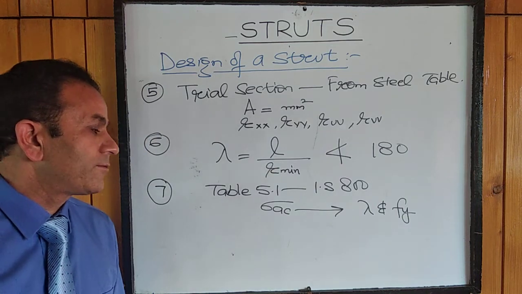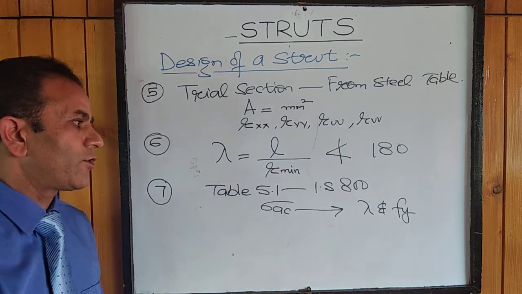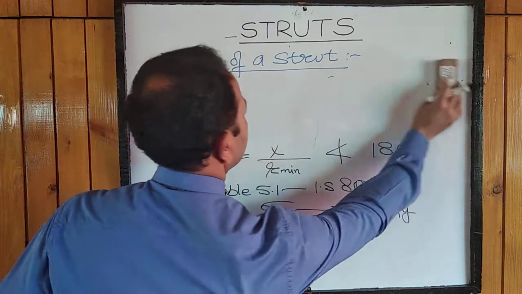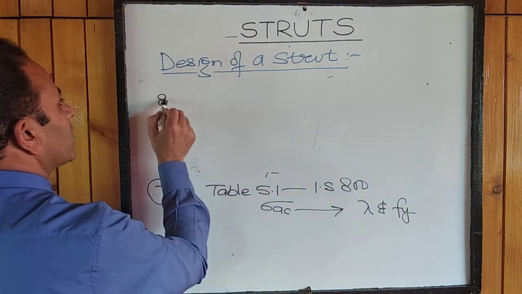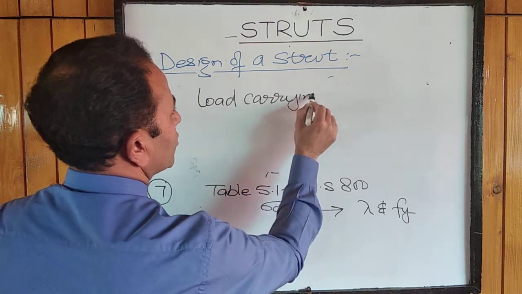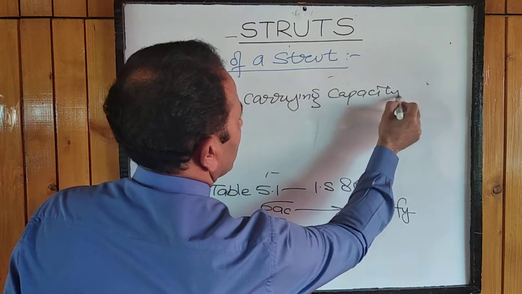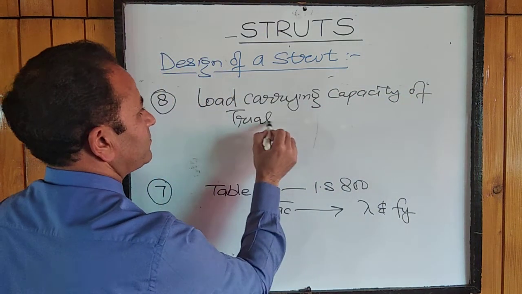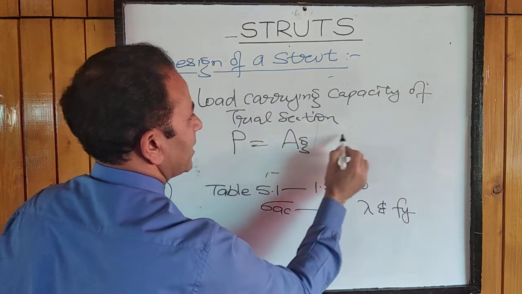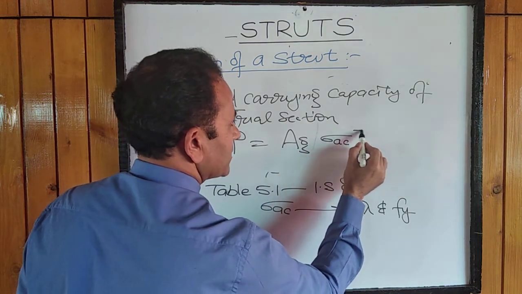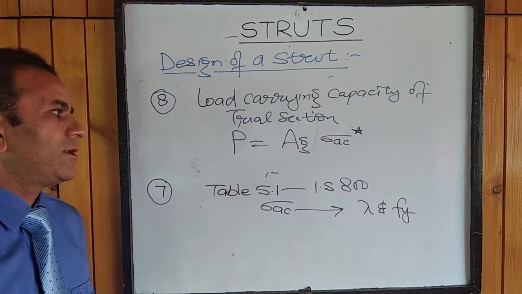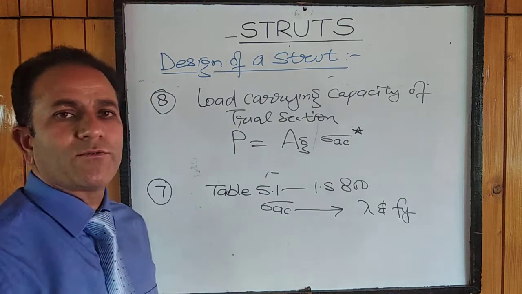From this lambda and the yield stress of steel, corresponding to these two values, we'll find out sigma AC from the table, and finally determine the strength of this particular member that we have selected. We'll find out the load carrying capacity, how much load it will carry. So the load carrying capacity of this trial section will be given by the gross area of that particular member multiplied by sigma AC. Here we will have to see whether sigma AC is to be taken full or if it is to be reduced as per the already notified conditions, whether we have to reduce it or not.